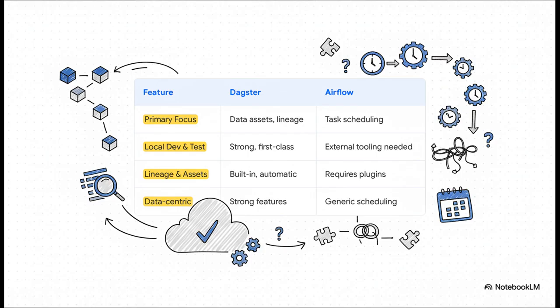It cares about the entire development lifecycle, from writing code on your laptop all the way to monitoring it in production. You can see how things like lineage and data-specific features are just built right into Dagster, where in Airflow you often need a bunch of extra plugins and a lot of manual setup to get the same thing.